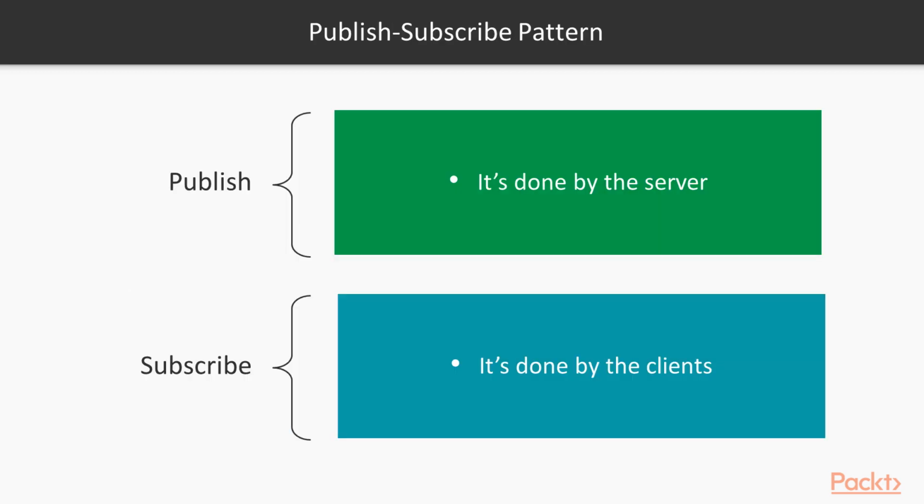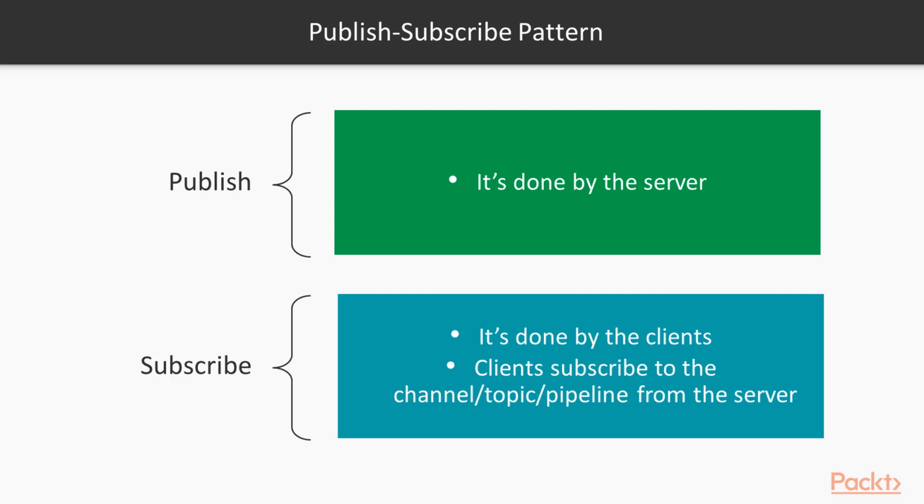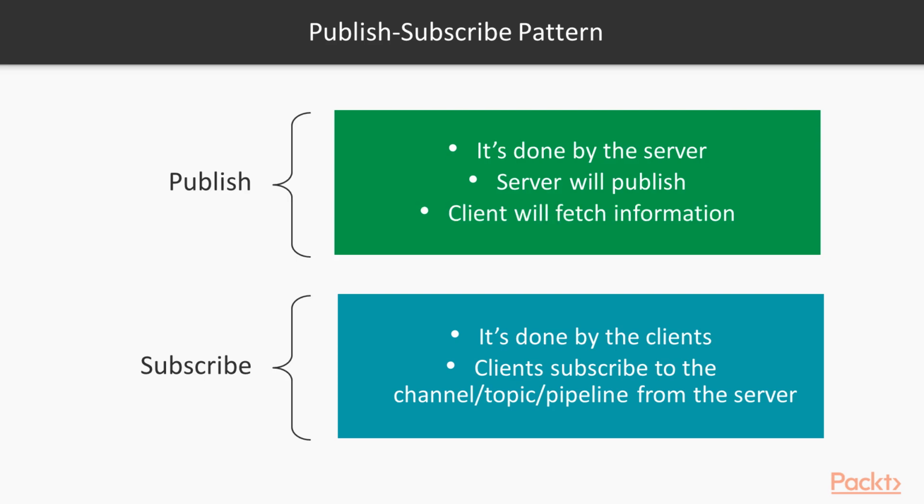Publishing is done by the server and subscribing is done by the clients. The clients will most likely subscribe to a channel or a topic or some of the pipelines from the server, and server will be publishing the news, content, messages or streams to a pipe, and the client will be able to fetch all the information from those pipes.